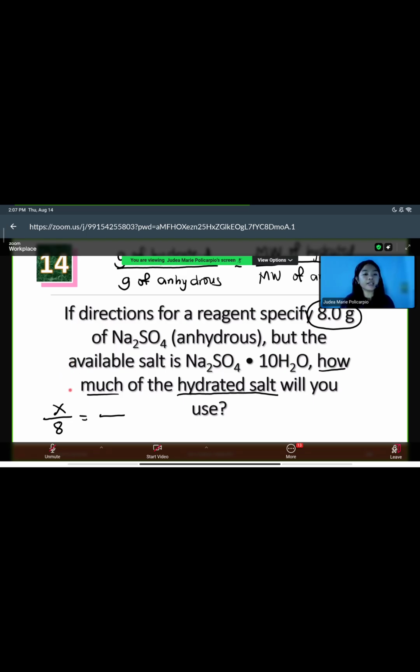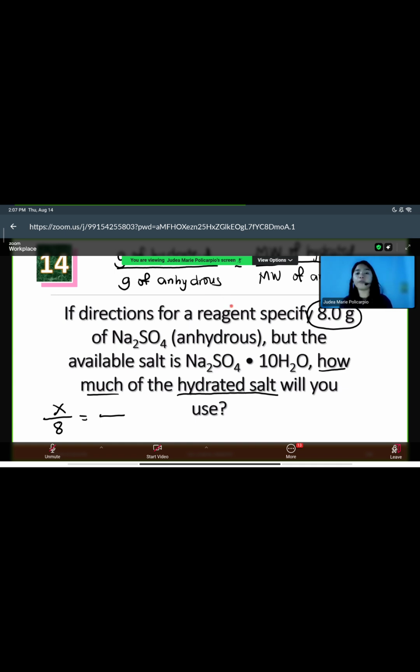Okay? And this is equal daw. Ito ngayon yung malaking problema, no? This is ipoproportion daw natin to sa molecular weight. Kaso ang problema, walang binigay na molecular weight. So, ito yung nagpa-complicate sa problem na to. Magko-compute ka pa kasi ng molecular weight. So, we had to compute the molecular weight of the hydrated and molecular weight pa ng anhydrous.